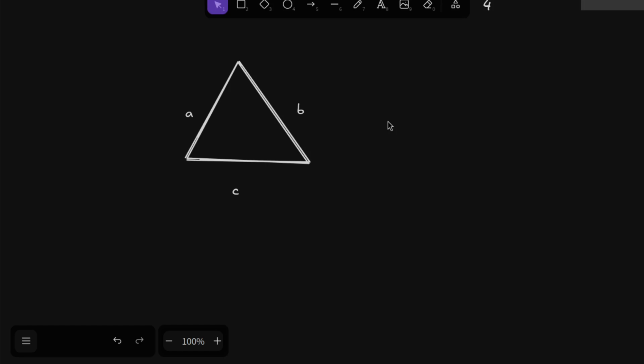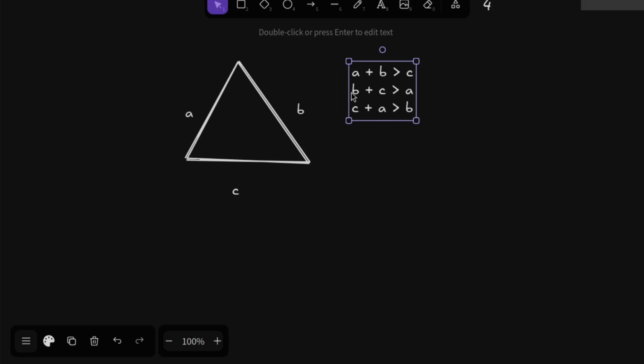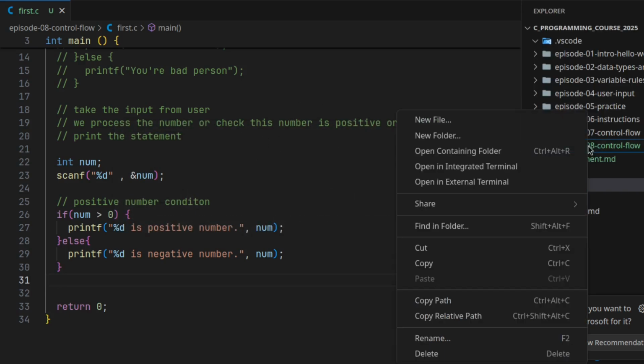So whenever a triangle is valid, the sum of 2 sides is always greater than the third side. For example, A plus B is always greater than C. B plus C is always greater than A, and C plus A is always greater than B. If the first condition is true, it means it is a valid triangle. If the second condition is true, it is also a valid triangle, and if the third one is true, it is also a valid triangle. But if all the conditions fail, then you say this triangle is not a valid triangle. So this is very basic. Let's write down the program for this. Let's create the second.c file.